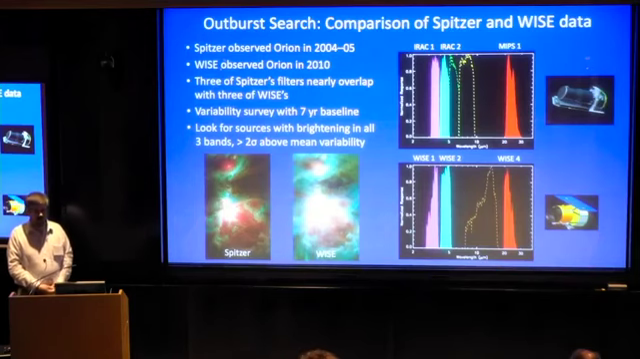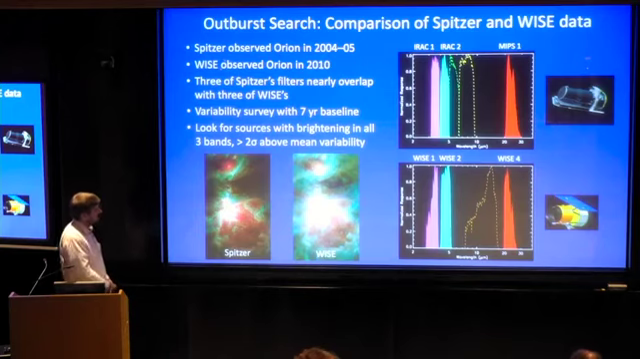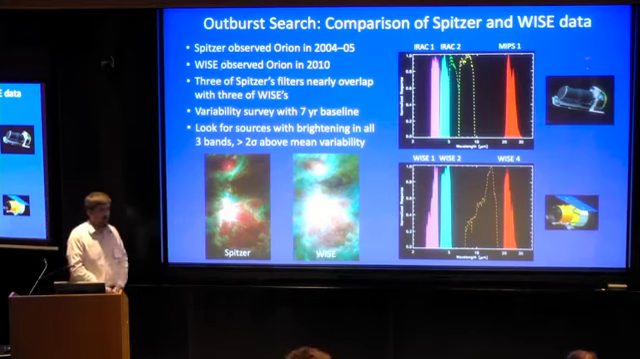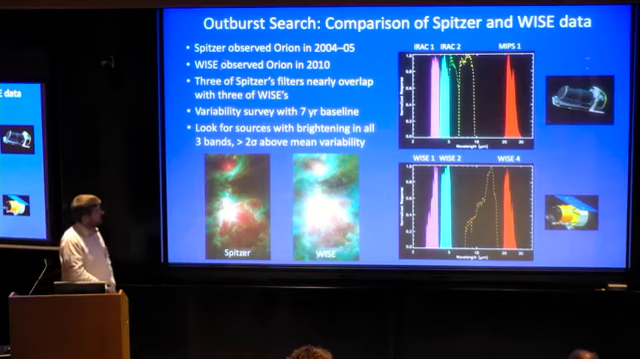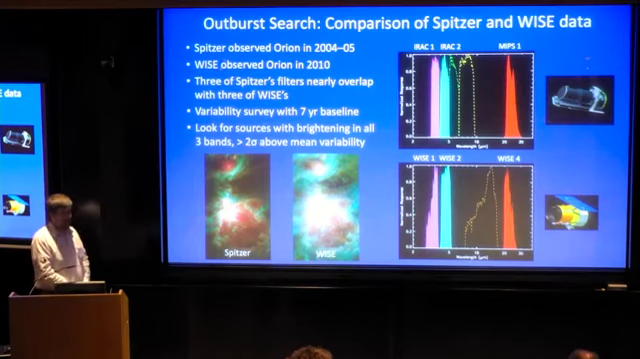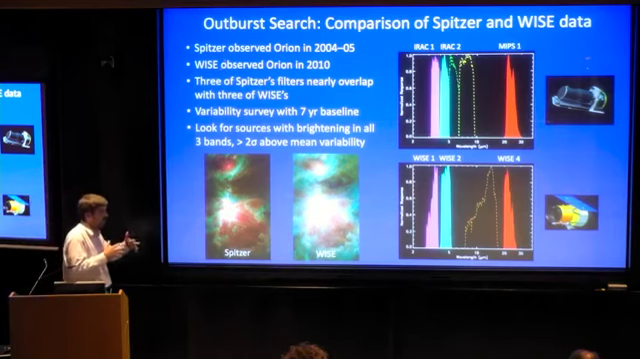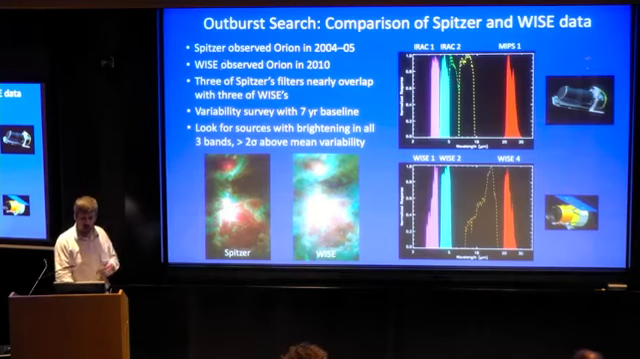To look for outbursts in Orion, we compared Spitzer data to WISE data. So we have Spitzer cryogenic observations of Orion in 2004, 2005. WISE came around in 2010. And you can see just schematically there are 3 Spitzer bands and 3 WISE bands that overlap pretty well. So we just did a comparison of all of our protostars in Spitzer to WISE. And we looked for sources that, over the course of 7 years, became brighter in all 3 bands, where we were doing the comparison by more than 2 sigma above the mean variability. So that's kind of a bright line cutoff for outbursts. You could probably go back and look at more subtle forms of variability, but we were looking for the really obvious cases to get a sense for how often that occurs.